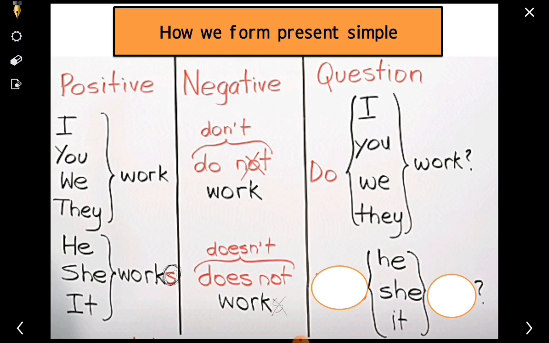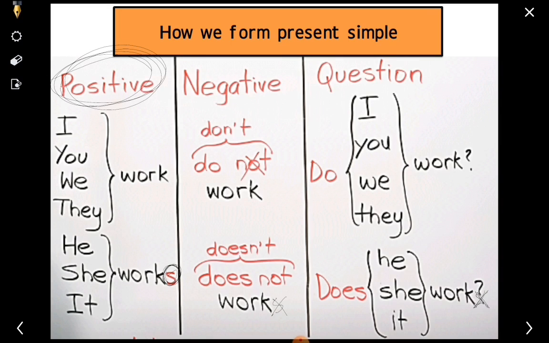What about he, she, it? We need to use the auxiliary does. So we say, does he work? Does she work? Does it work? Please notice again that we don't need to use the S of the third person singular. We only use the S of the third person singular in the positive form only. This is clear. So if you don't understand, you can pause the video and repeat it again and replay it, okay?